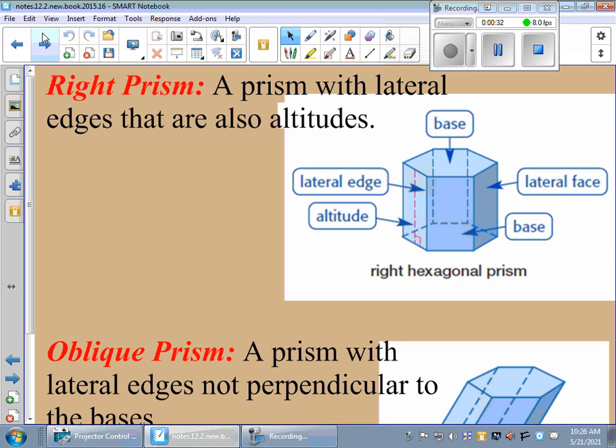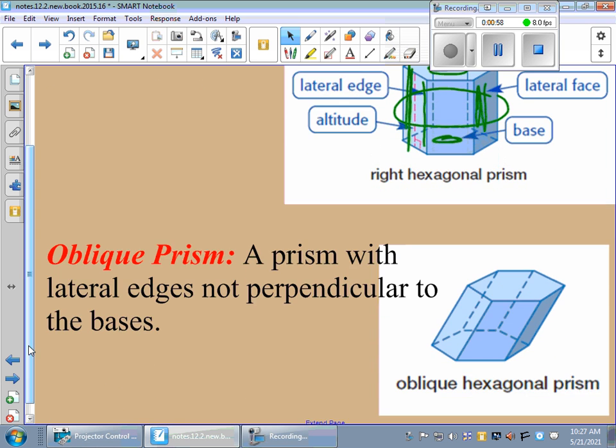It's better in a pictorial example here. Here's your base, one on the top, one on the bottom. Here's a lateral edge, and here's a lateral face. This section right here is where we say the lateral area. The altitude is the perpendicular that connects the two bases. This object is a right hexagonal prism. Down at the bottom is an oblique prism, and if you were trying to find the area of this, they would have to give you the height with the perpendicular here.